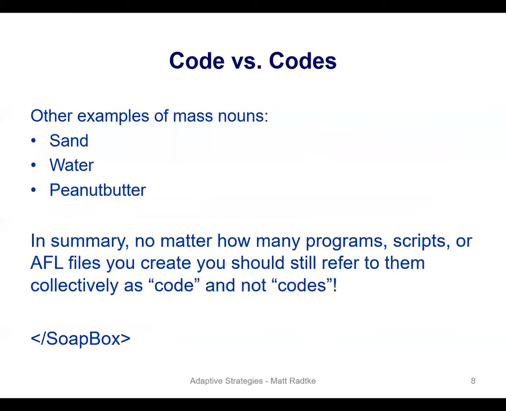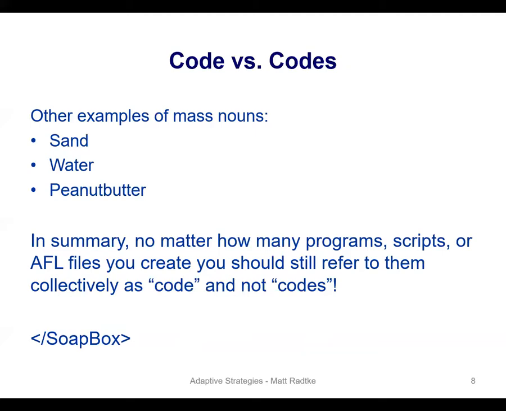So some other examples of mass nouns: sand, water, peanut butter. Nobody says, I have 3 sands, right? That sounds very weird. I have 7 peanut butters. Also not something that you would typically hear people say. If somebody did say, I have 7 peanut butters, you would probably interpret that as, I have 7 jars of peanut butter, right? But not peanut butters per se.